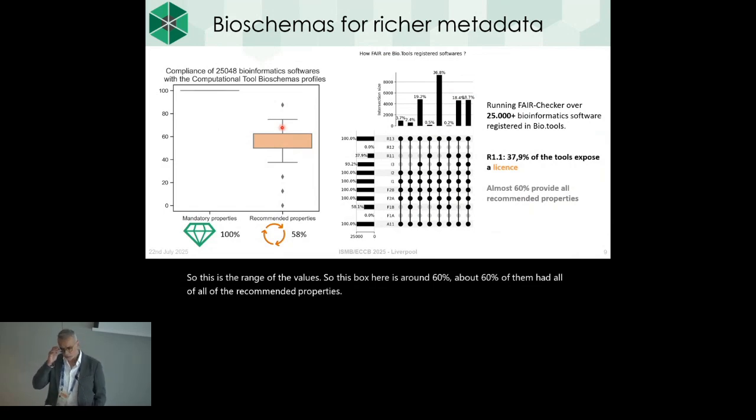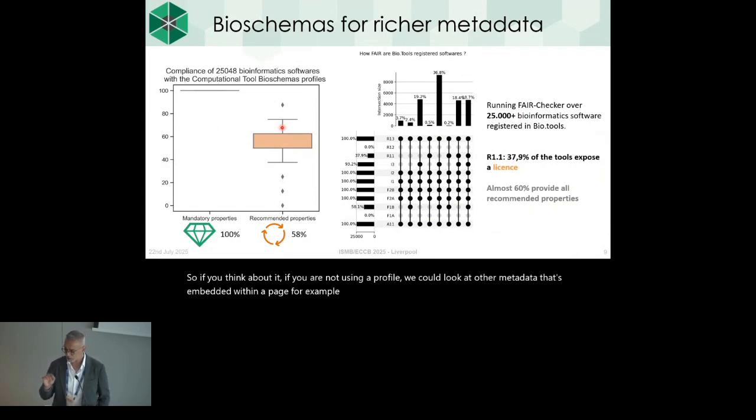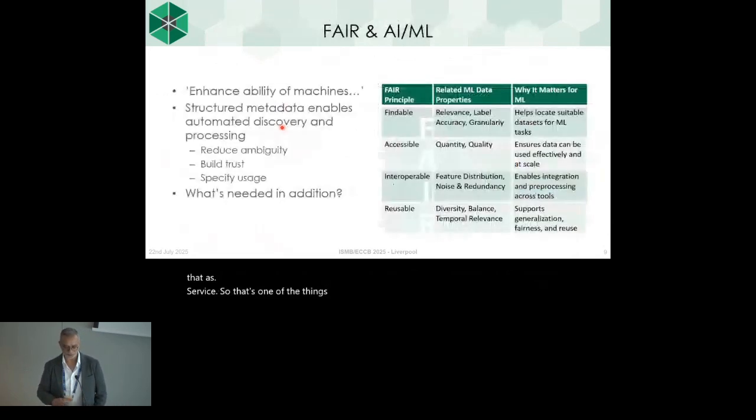So the other thing that we're doing at the moment is, if you think about it, if you are not using a profile, we could look at other metadata that's embedded within a page, for example, DCAT, and map that to what the Bioschemas property would be and the FAIR principles. So we could use those as a proxy for using Bioschemas, and then also a suggestion service, which could say you have this and this property, you're 75% of the way to being compliant with X profile from Bioschemas or whatever schema, and offer that as a service. So that's one of the things we're actually working on at the moment.